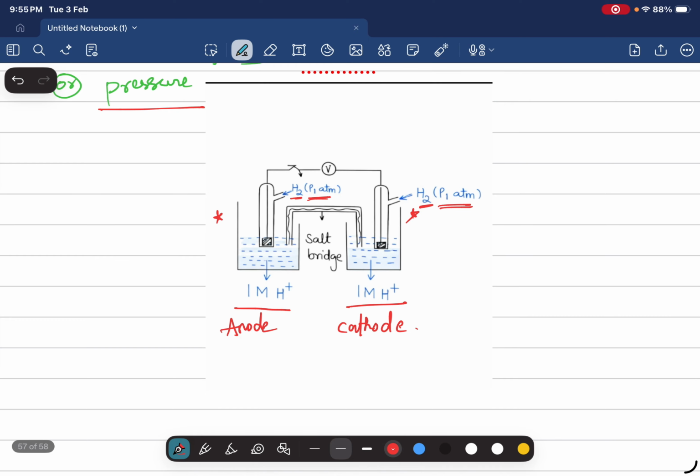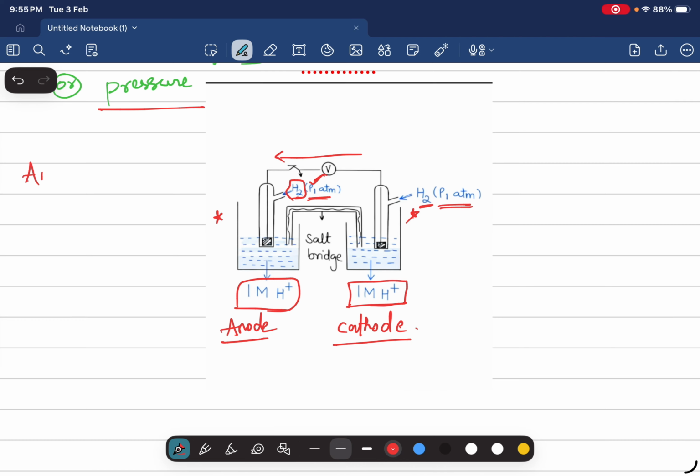Now this different pressure drives the cell reaction, that is oxidation at the anode and reduction at the cathode, so that electron flow happens from anode to cathode, and that's how the potential difference exists between these two cells and current flows from cathode to anode. Because concentrations are the same here, only pressure is different. Gas concentration is expressed with pressure, so there are two different pressures at the anode and cathode in this cell.